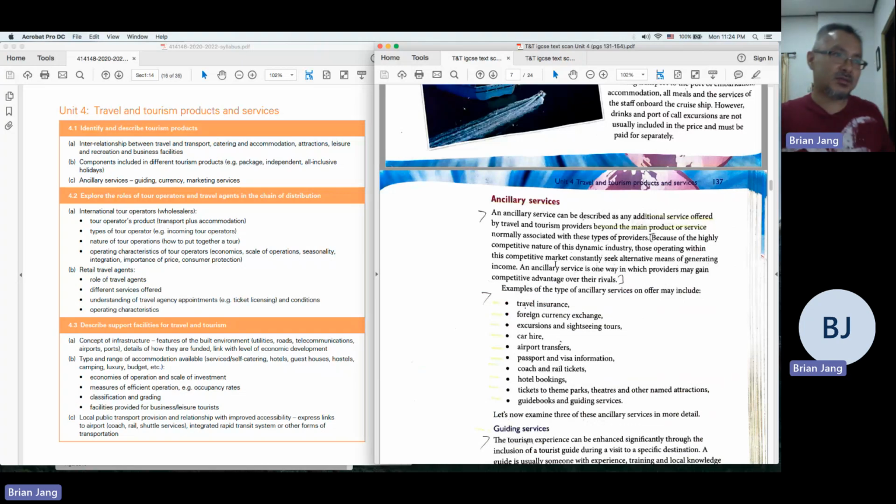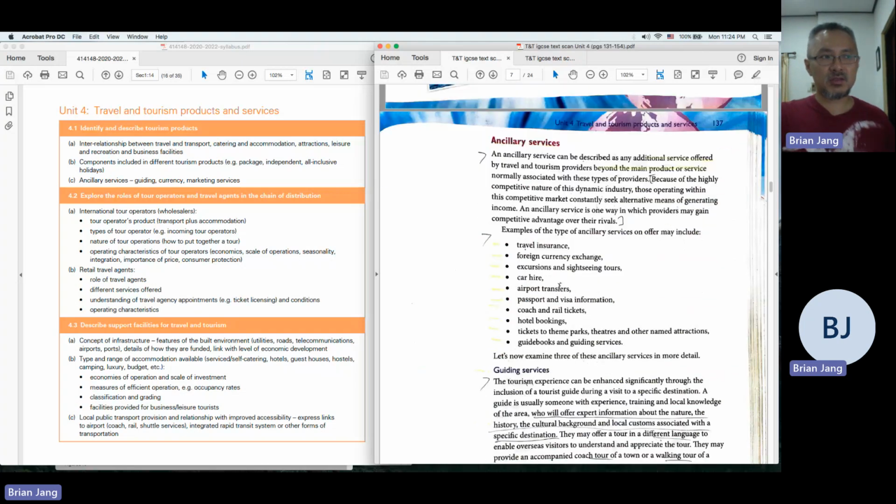All right, ancillary services. Kind of mentioned a little bit in chapter 1. Here are some more details. You have these bullet points. Definitely look through these bullet points. You might be asked questions about ancillary services. These are the extra things that are not part of the original package, but here and there, travelers and tourists might find these very necessary for making their vacation experience a full and a good one.